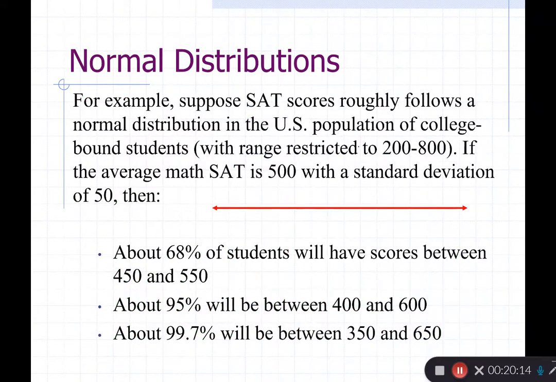So, for example, suppose SAT scores roughly follow a normal distribution. Let's say the average math SAT score is 500 with a standard deviation of 50. That means if you go up 50 and down 50, not negative.